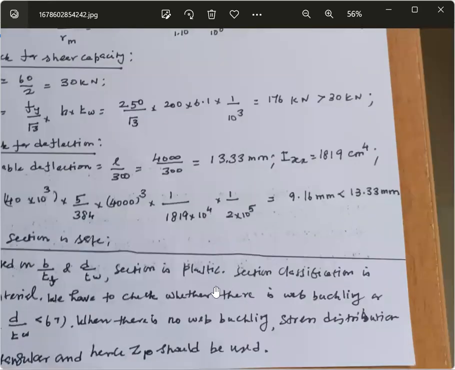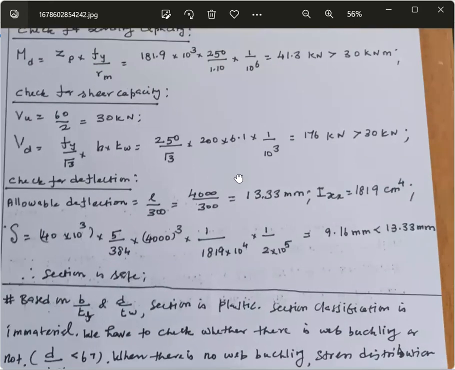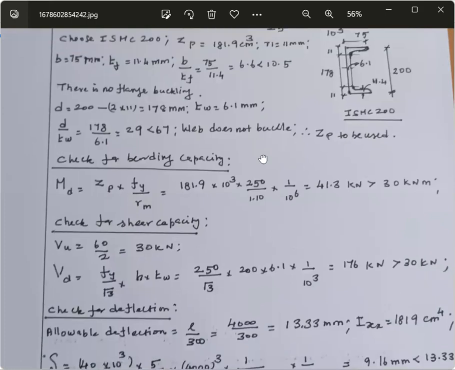Section classification is immaterial. It is irrelevant. If for the sake of academic interest, from the values calculated above for B by TF and D by TW, the section classification is plastic. This is only for academic interest. Otherwise, it doesn't have any relevance.